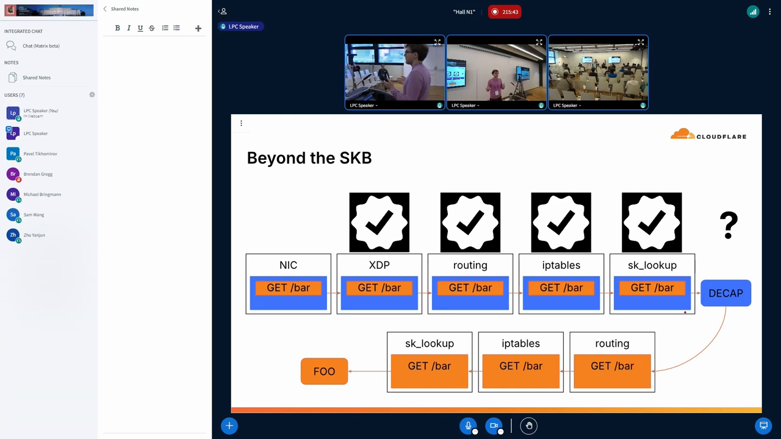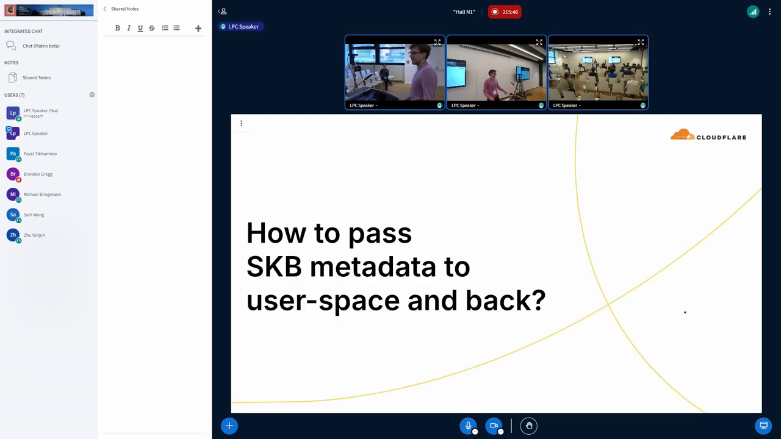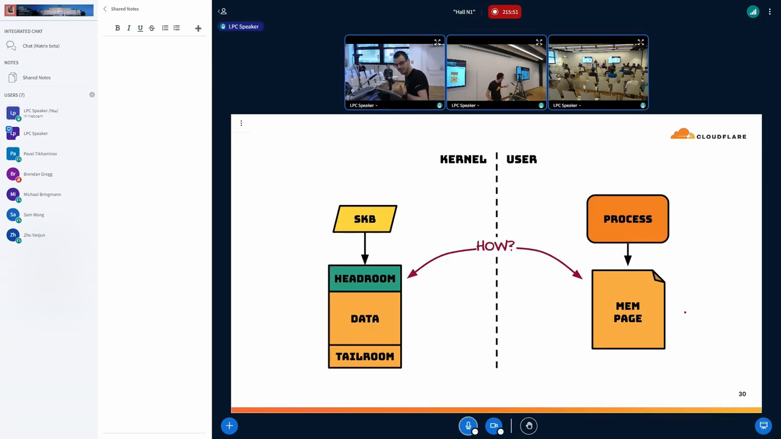And that brings us to: how do we get it to user space? And Jakub's going to talk about that. So we have our packet represented in the network stack by the SKB object and the data page associated with it. We need to pass it to our application in user space so it can consume it, log it, whatever, maybe re-inject it into the network stack. So how do we get the data from a kernel memory page for SKB data into a memory page that is mapped to process memory?